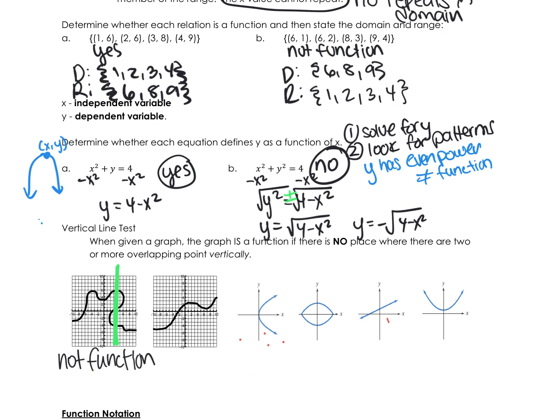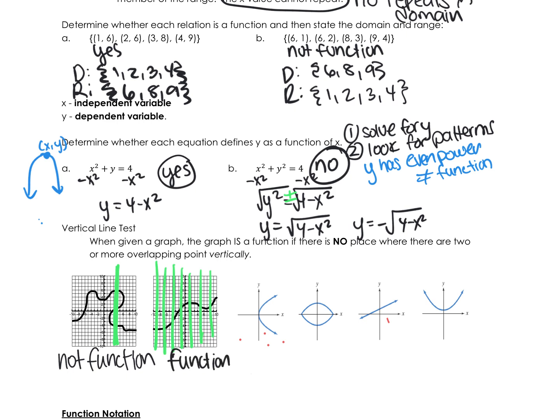Whereas with this one right next to it, if I draw a vertical line anywhere, it's only going to ever intersect one time, right? If I draw a vertical line anywhere here, doesn't matter where I draw it, it's only going to ever intersect one time. So this passes the vertical line test and is a function.